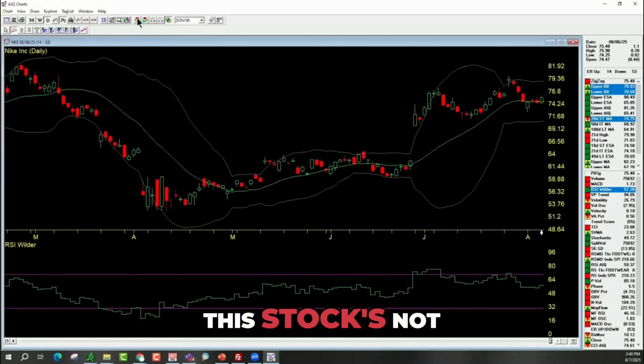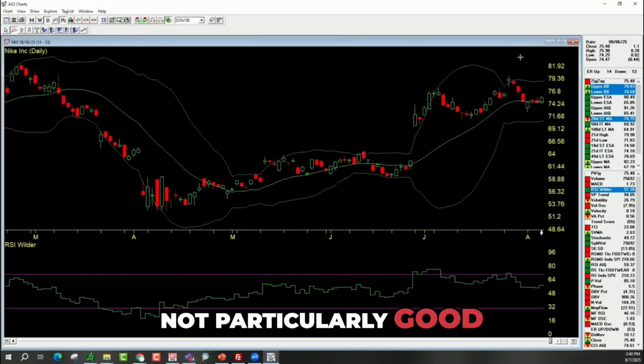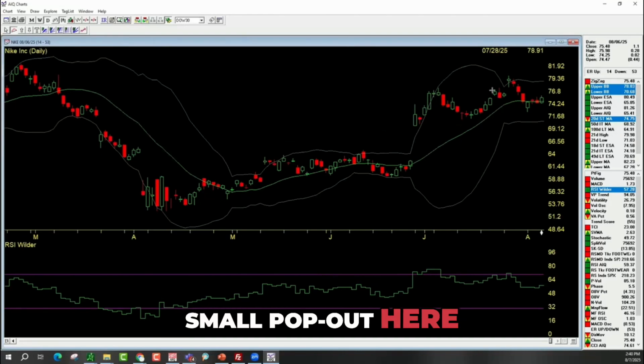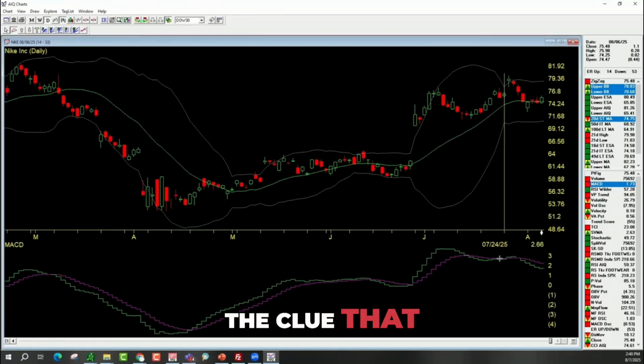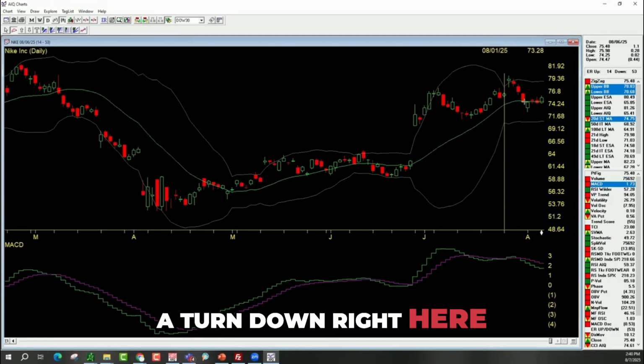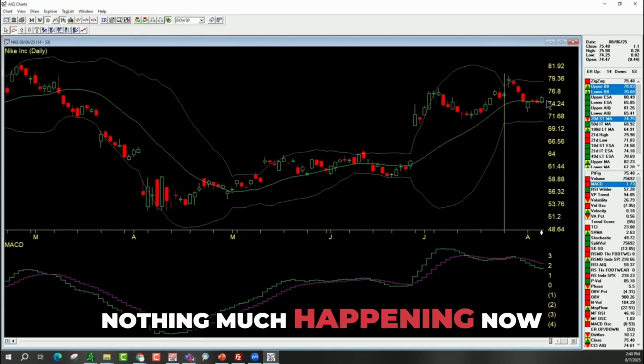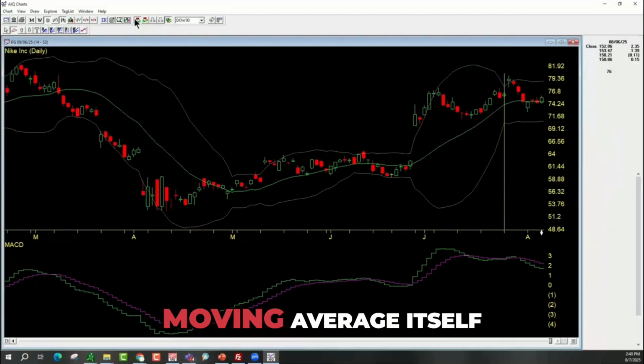Nike, yeah, this stock's not particularly good. This small pop out here is almost a squeeze, but it didn't last very long to the downside. The MACD gave us the clue that it was going to be a turn down right here, but it didn't last that long. Nothing much happening now, just wandering along the moving average itself.